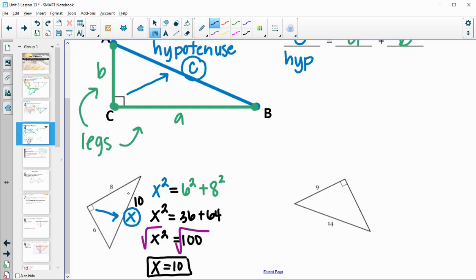Also remember that the hypotenuse needs to be the longest side. So make sure that your answer makes sense compared to the other measures you have. So 10 is bigger than 6 and 8, so that's great. This is working out.